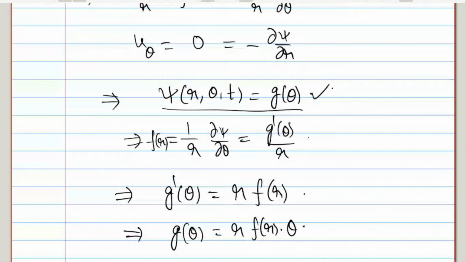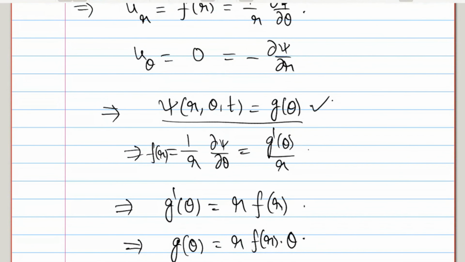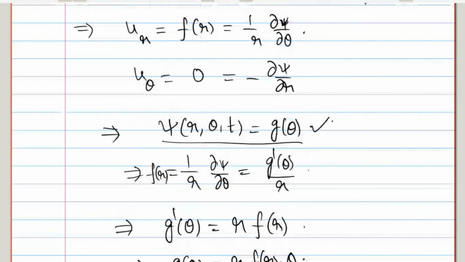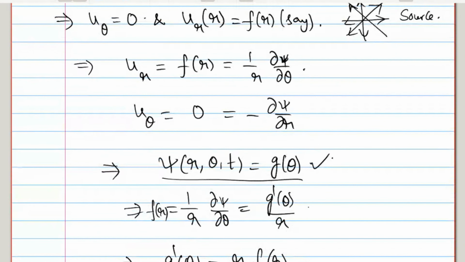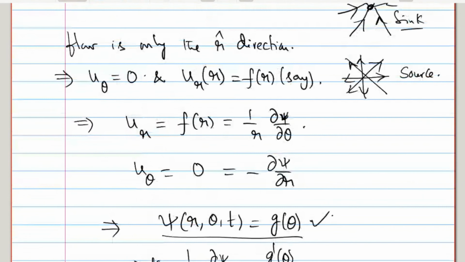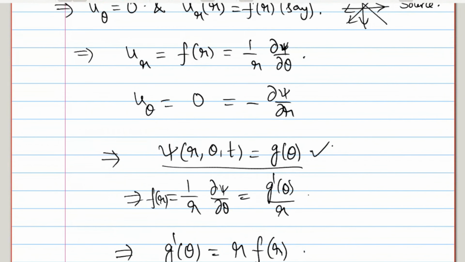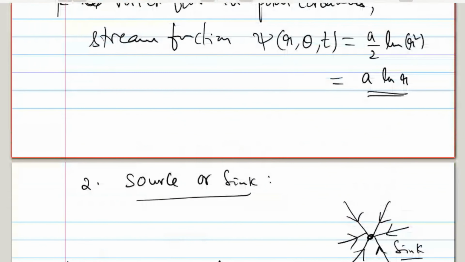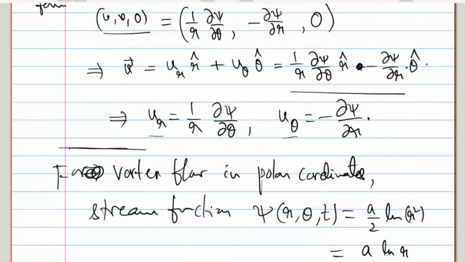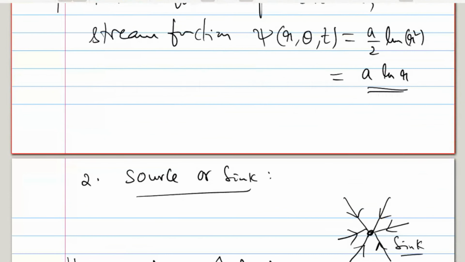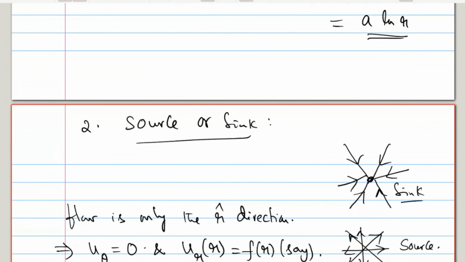We have not found this function of r, no? Then we can take psi as ALNR, sir. Then we can take differentiation with respect to theta. We already know psi of r, theta, t equal to ALNR, sir. That is different, no? That is vortex flow. This is source flow, right?